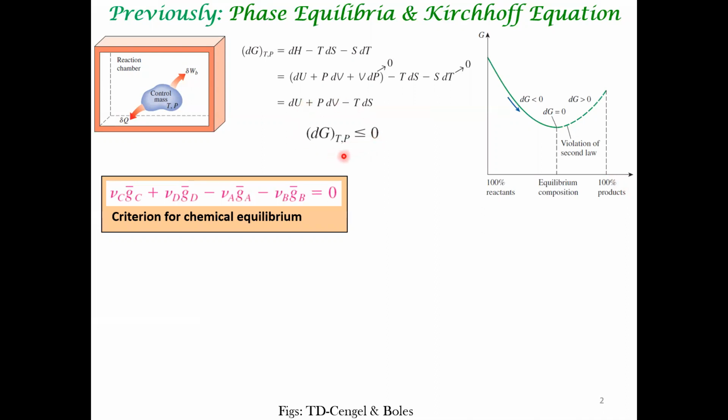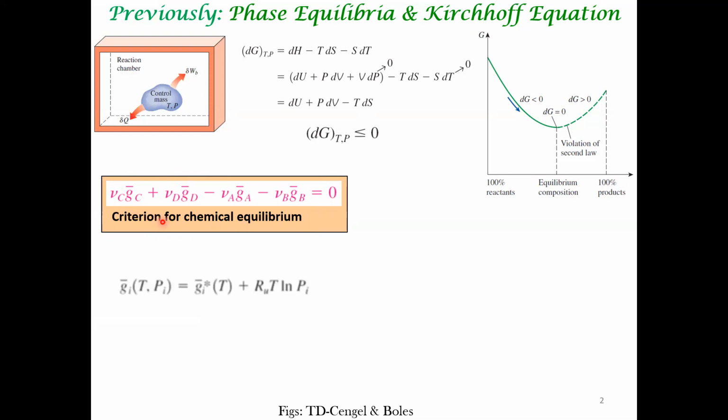Starting with this relationship, we also derived the general criteria for chemical equilibrium. Okay, so here g, the small g, is the chemical potential or molar Gibbs free energy. The common symbol that is utilized everywhere is mu, but this textbook uses this particular symbol. So this is the reaction coefficient. So this is the criterion for chemical equilibrium.